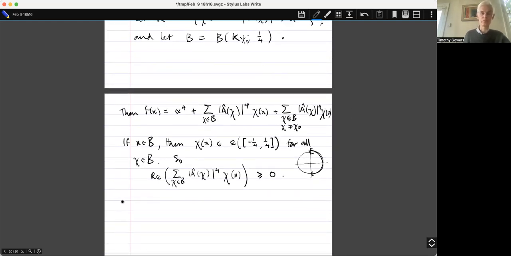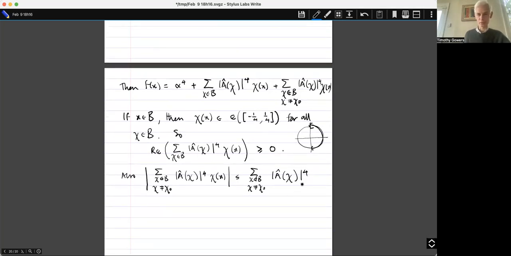And now let's look at this bit here, but also the modulus of the sum over χ not in B, χ not equal to χ₀, of Â(χ)⁴χ(x) is less than or equal to, just by the triangle inequality, the sum over all χ not in B and not equal to the trivial character of |Â(χ)|⁴. And now we'll use the L1 L-infinity inequality to bound this above.